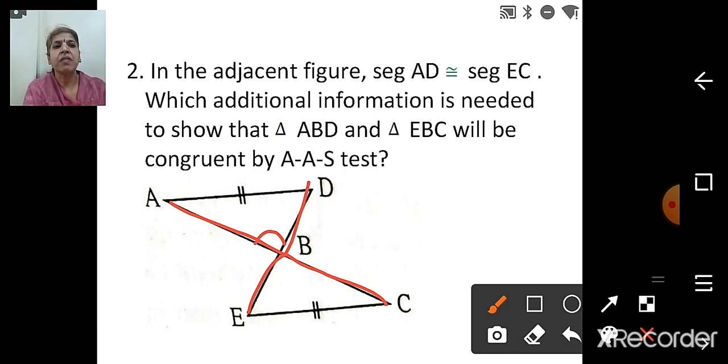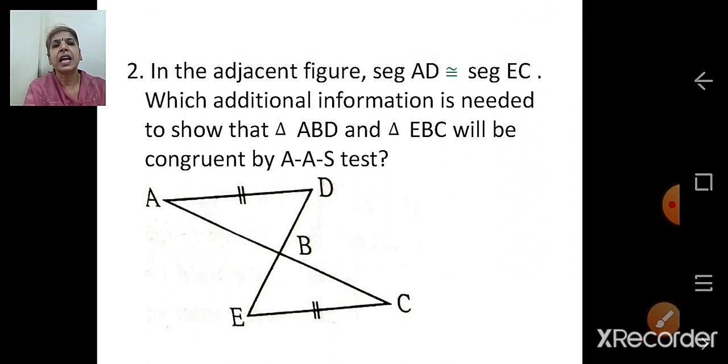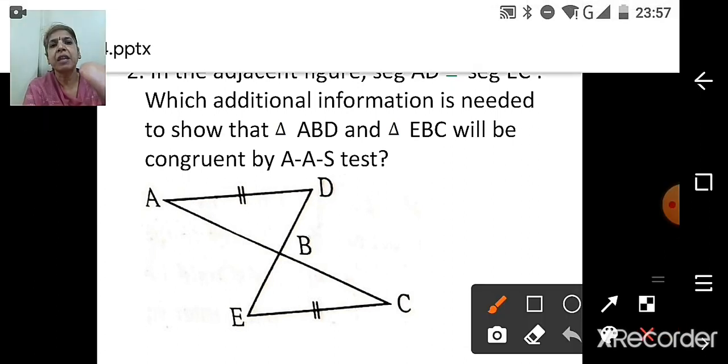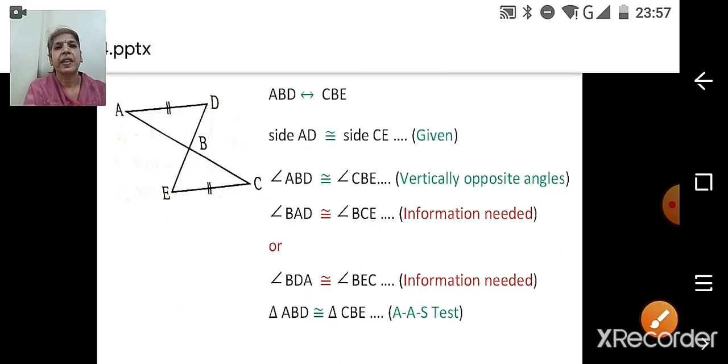So what we have to find is now one more angle. So we got side, we got angle. Now we want one more angle. So which angle can it be? It is the angle adjacent to the side. So when we say angle adjacent to the side, it can be angle A also, or it can be angle D. Accordingly here angle C or E. So we want one angle and it is the adjacent angle. Let's see now how to solve.